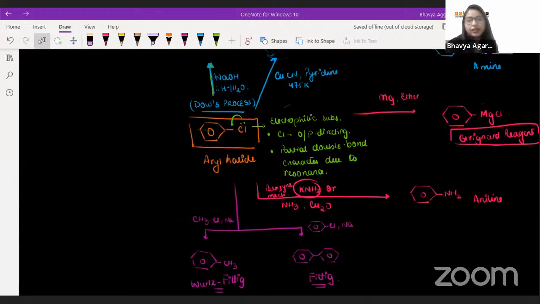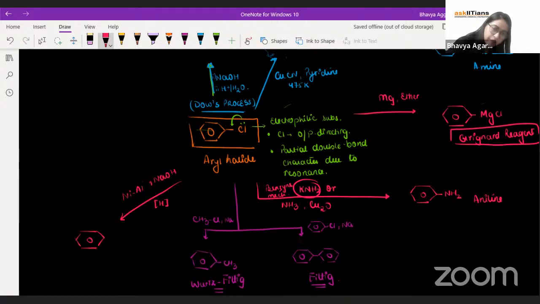Now, then, of course, there could be a reduction. For that, you are using a reducing agent. For instance, if I treat it with nickel aluminum, so basically a metal in the presence of base, this is a reducing agent, and with reduction, I'll be getting benzene back again.